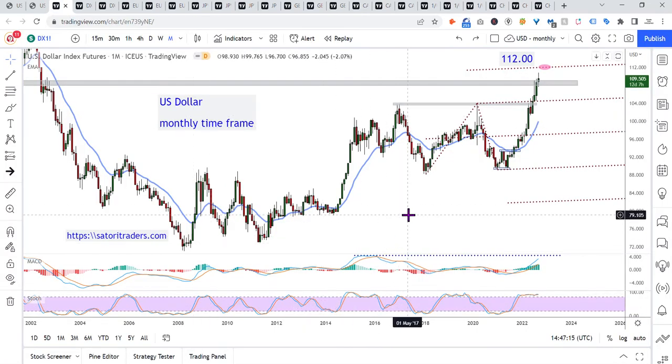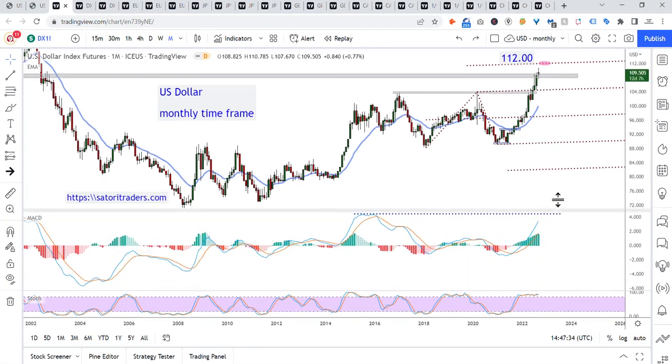Here's the dollar in the monthly time frame. And so the current month's candle, we looked at this yesterday, looks like it's trying to find support along the top of this support resistance zone. This candle is neutral to bullish.